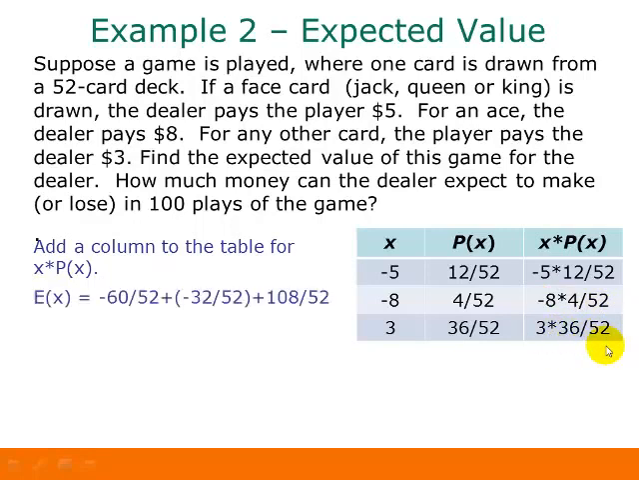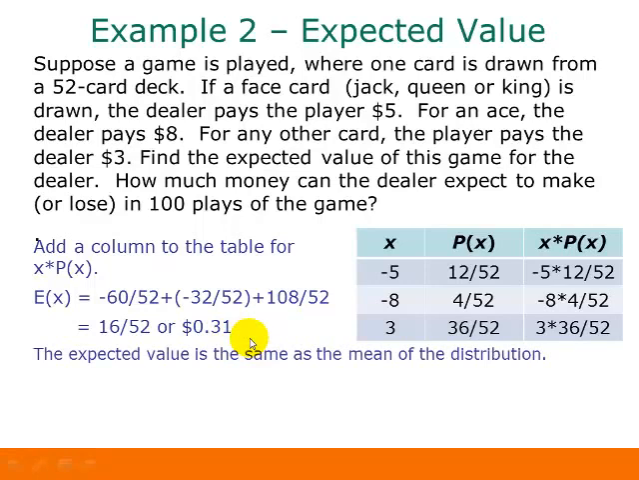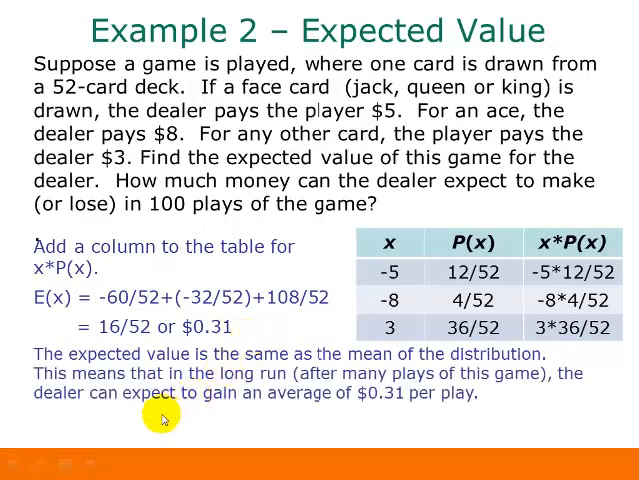So if we multiply those and then add the results, we're going to have -60 over 52 plus -32 over 52 plus 108 over 52. That adds up to 16 over 52, or approximately 31 cents. That's our mean, or our expected value. To interpret this tells us that in the long run, after many plays of this game, the dealer can expect to gain an average of 31 cents per play.